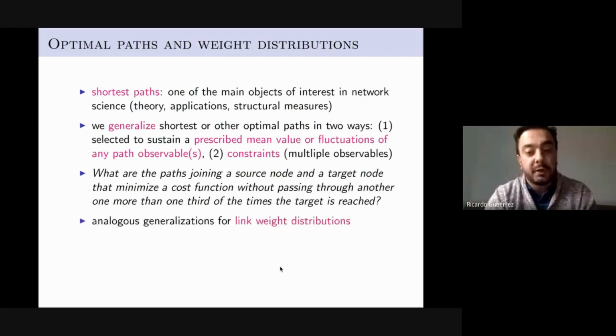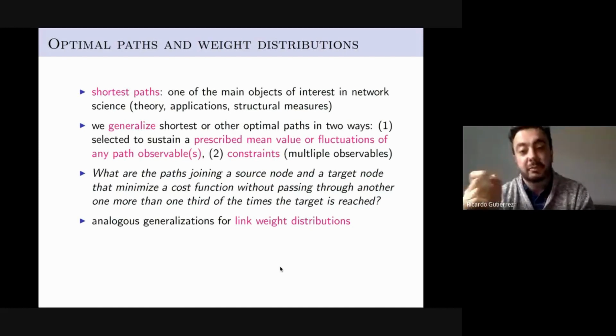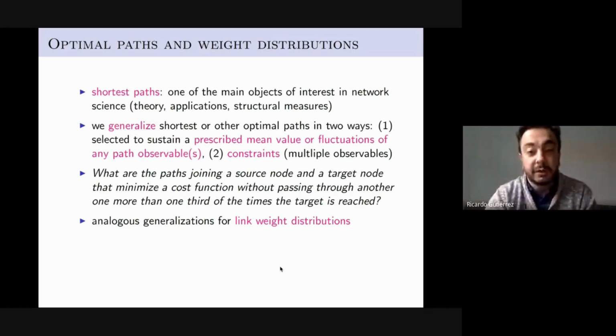And also we perform analogous generalizations for link weight distributions. So this is related to the fact that sometimes you have a network, you have some connections, some adjacency matrix, but you may want to study not only the pattern of connections, but also consider the strength of the connections or the correlations among the different units, whatever that means. You want to replace the binary adjacency matrix by an adjacency matrix where the links are real numbers that quantify somehow how strongly different elements are connected. And for that, we can use this framework.